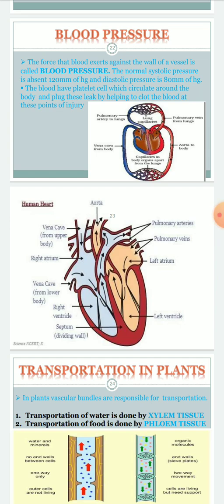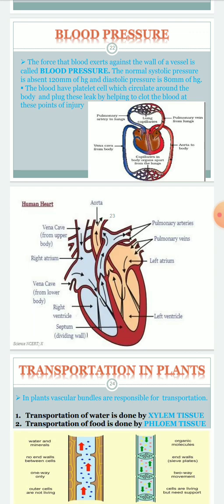Today we are going to discuss blood pressure. What is blood pressure? Blood pressure is the force that the blood exerts against the wall of the vessel. It's called blood pressure. As you know, blood flows through the arteries and the veins. The force that the blood exerts on the walls of the vessel, be it artery or vein, is known as blood pressure.